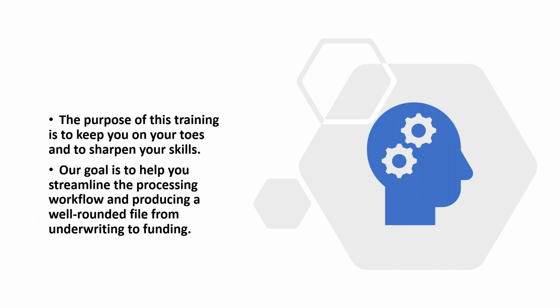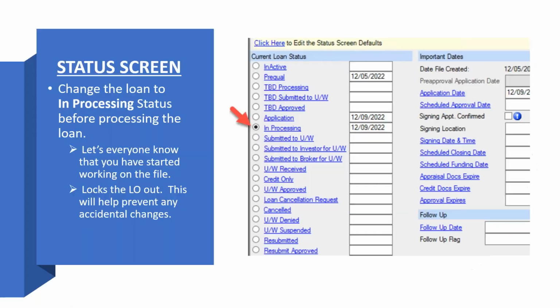So let us start with the status screen. Your number one step should always be to change the processing status before you start working on the loan. This will let everyone know that you have started working on the file and locks the loan officer out. This will help prevent any accidental changes.